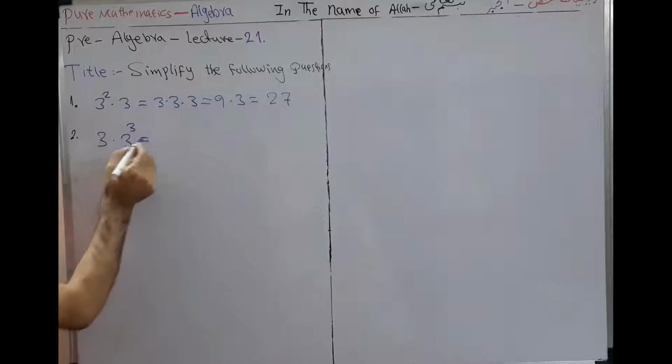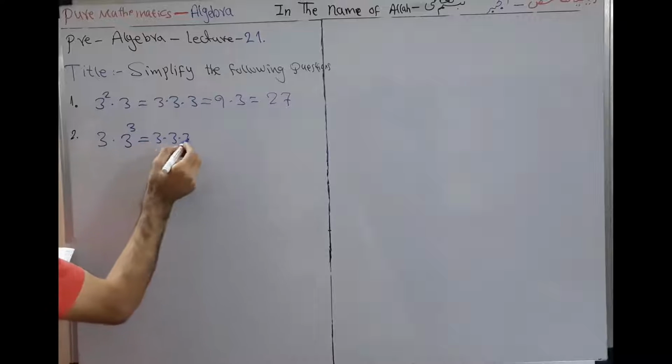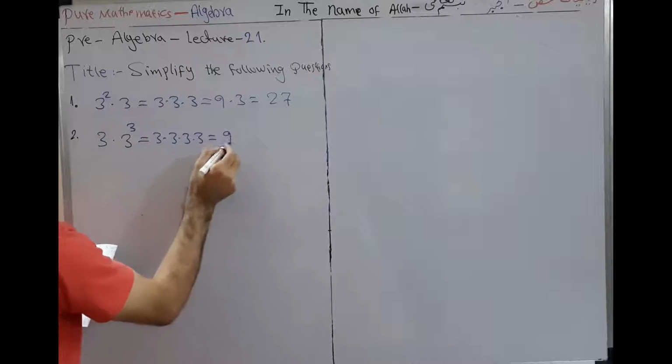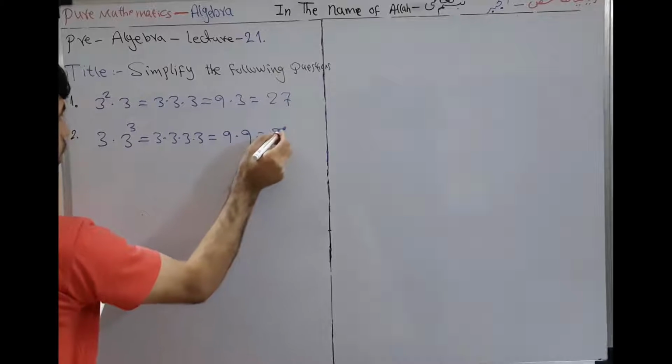Number two, 3 multiplied by 3 cubed, it is equal to 3 multiplied by 3 multiplied by 3 multiplied by 3, 3 times. It is equal to 3 multiplied by 3, 9. 3 multiplied by 3, 9. 9 multiplied by 9, 81.